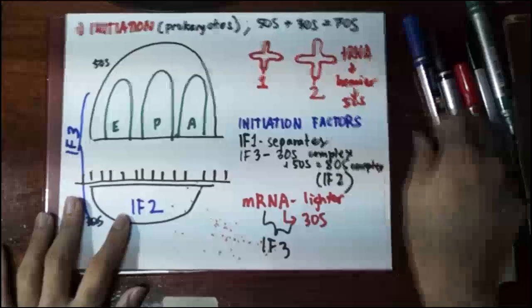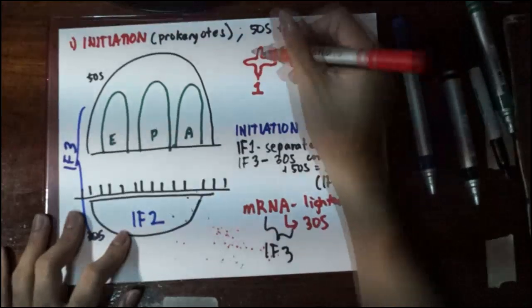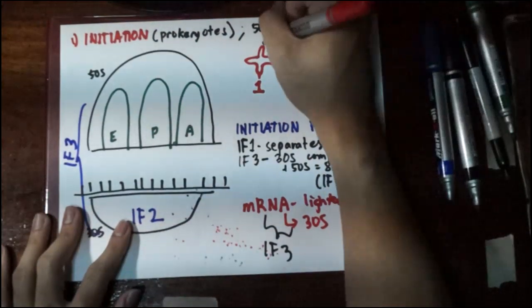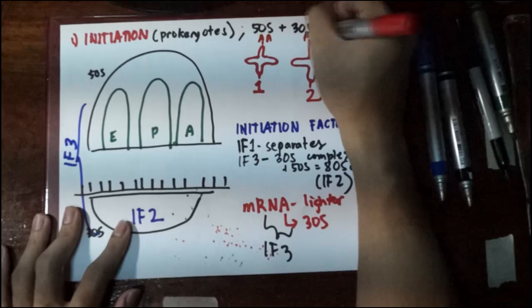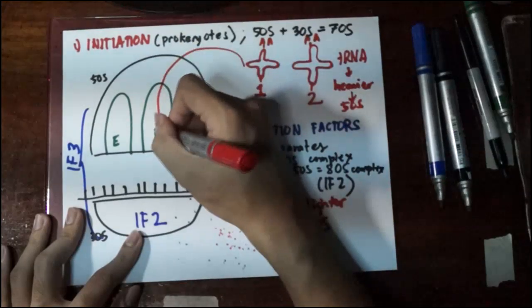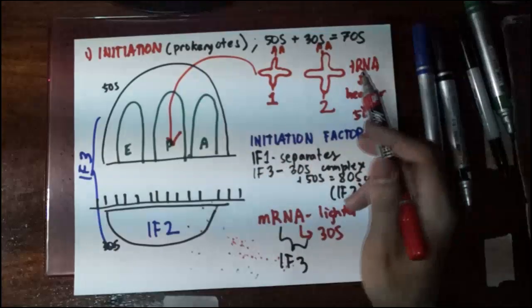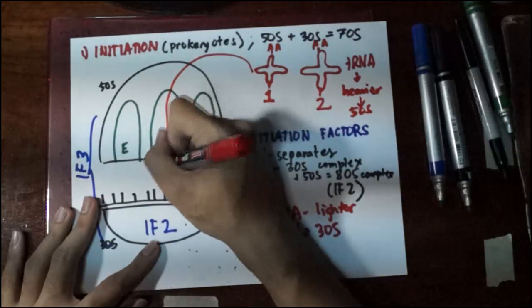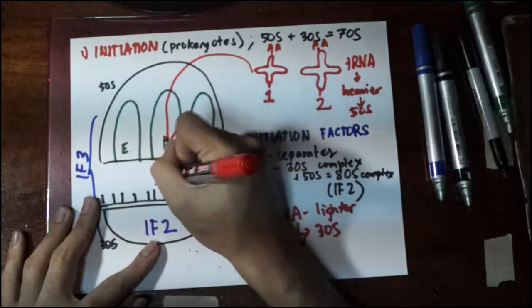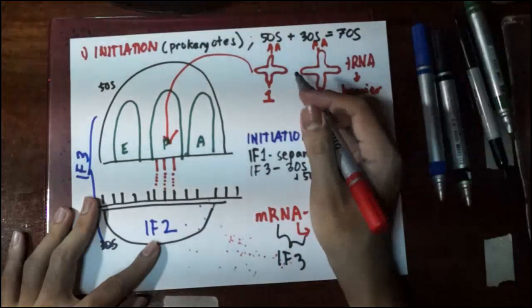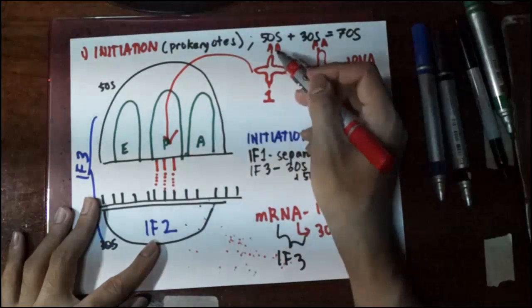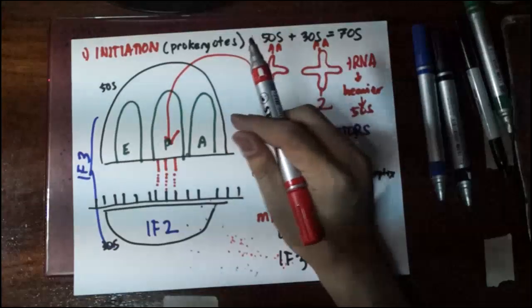So the elongation process would start by having the first tRNA activated. So let's put amino acids to denote that it's activated. And the first tRNA will go to the P, alright, to the P portion, and it will now read for the first codon. So for example, it will now read for that, and it now gives us the first amino acid. So it's initiated. We now go to the elongation portion.